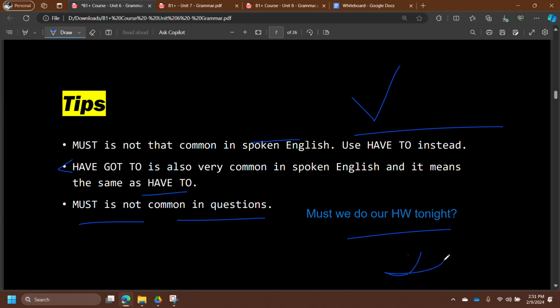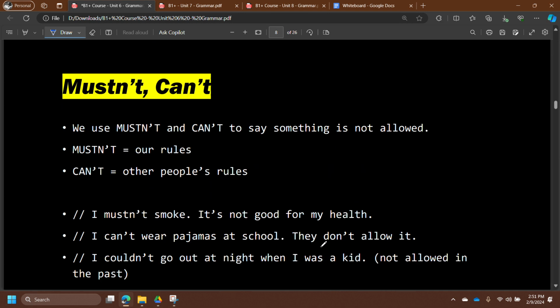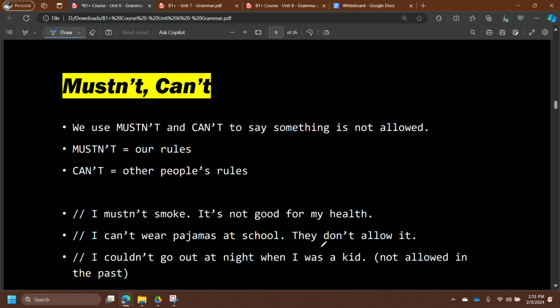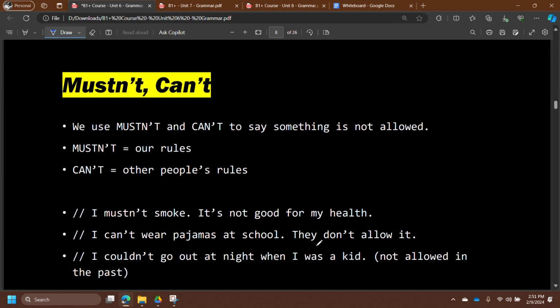Okay, so let's now continue. So what about the negatives? What about must and can? So we use mustn't and can't to say something is not allowed. Okay, so something is not allowed. Once again, it kind of follows the same pattern as must and have to. Mustn't will be mainly talking about our own rules, and can't will mainly be talking about other people's rules.